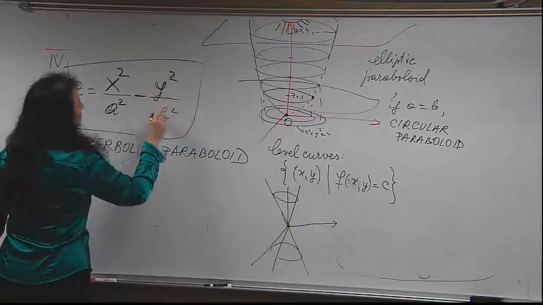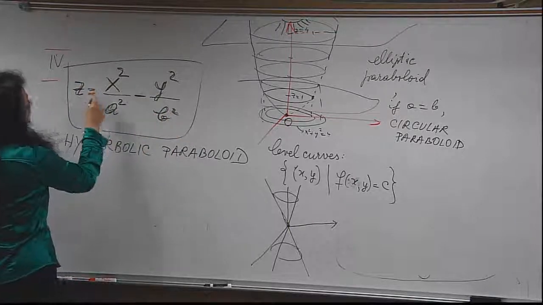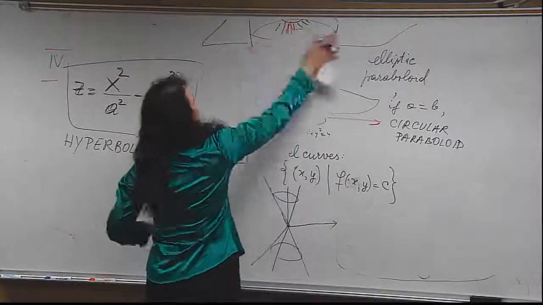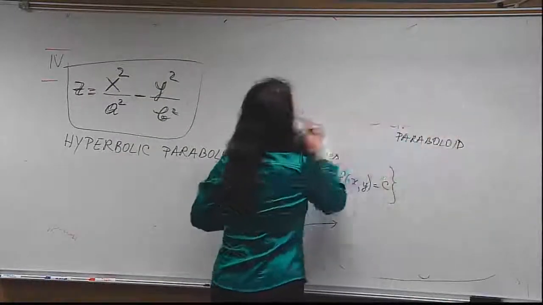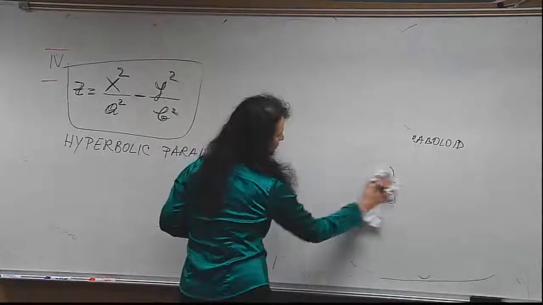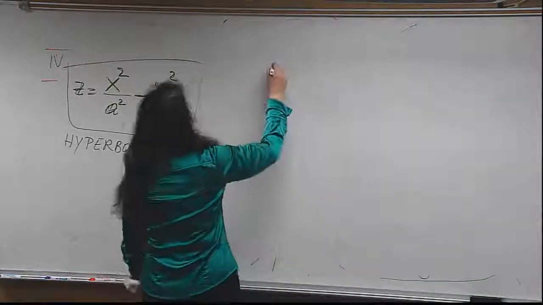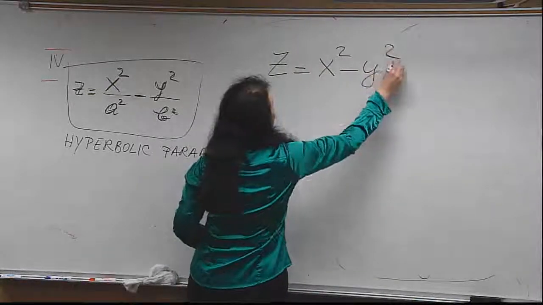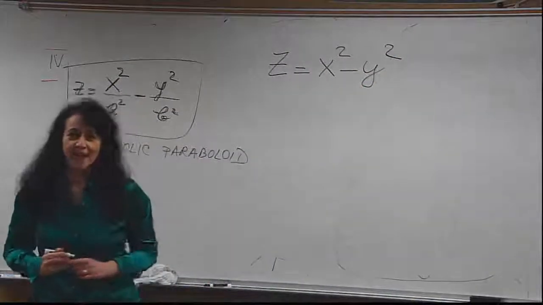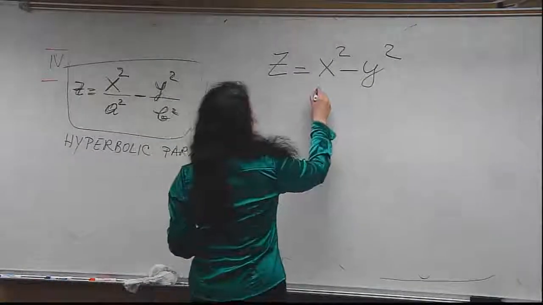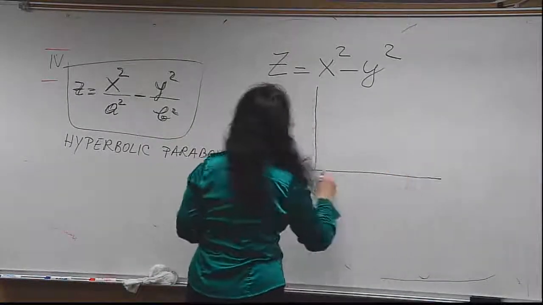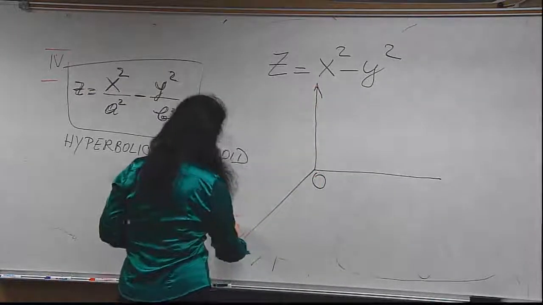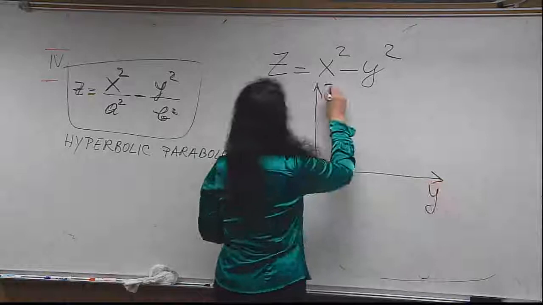I'm going to try to make a and b equal to one for you to enjoy them. And so I'll erase this picture and I'll try. I cannot promise anything, okay? I'll try to draw z equals x squared minus y squared from scratch. This is the picture to start with. That's the origin, that's the x-axis, that's the y-axis, that's the z-axis.